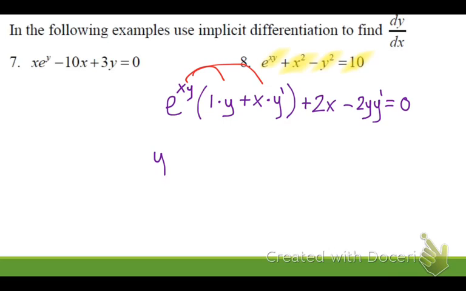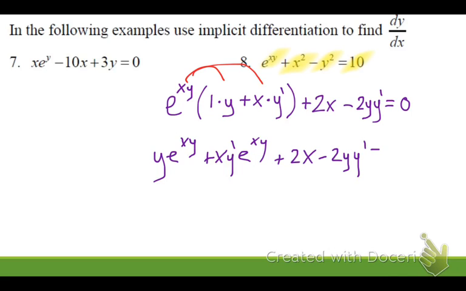So I have y e to the xy plus x y prime e to the xy plus 2x minus 2y y prime equals 0. So this is going to stay here, and this is going to stay here, and everything else goes to the other side. And I'm going to factor out that y prime.